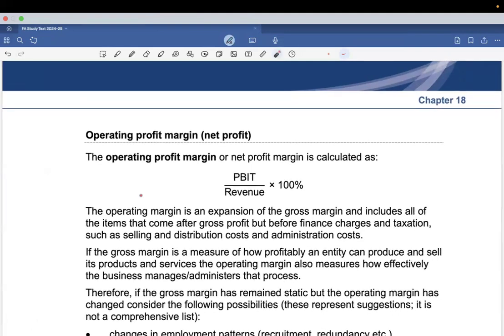trend using that. Next type of ratio is operating profit margin or net profit ratio, NPR. Clear? So the equation is PBIT, that is profit before interest and tax. So just before interest and tax, whatever is the profit, you're going to take that divided by revenue into 100. Clear? Copy it down.